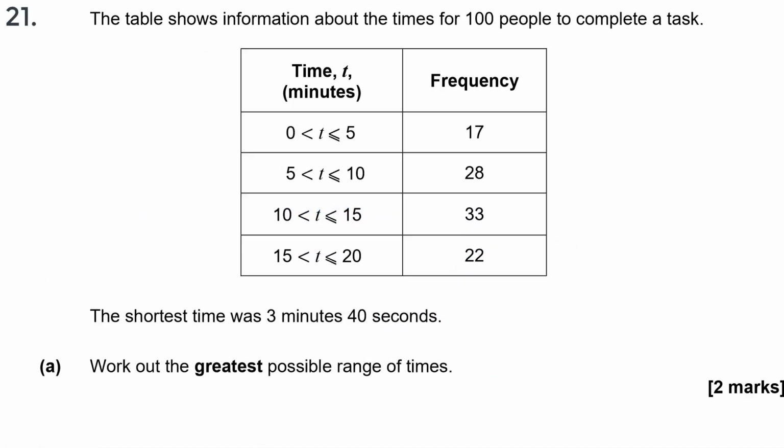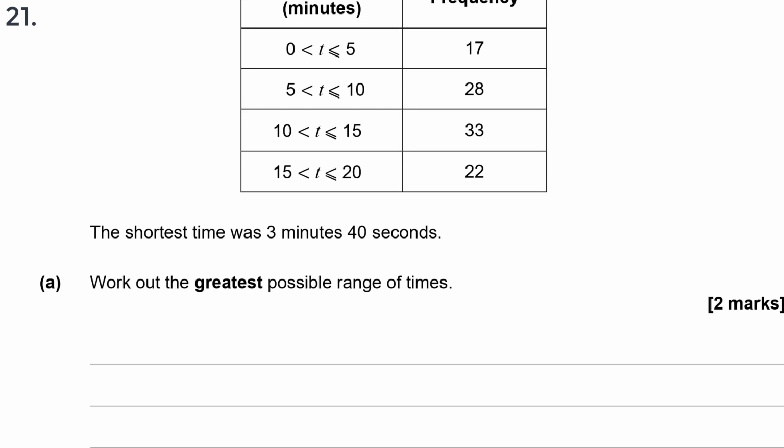The table shows information about the times for 100 people to complete the task. So we can see that this grouped frequency table goes from 0 up to 20, but we're told the actual shortest time was 3 minutes 40 seconds, and we want to work out what the greatest possible range of times is. So we know for sure that the lowest value is 3 minutes 40, but the largest value, which we'll need in order to find the range, we're only given as a grouped value, somewhere between 15 and 20.